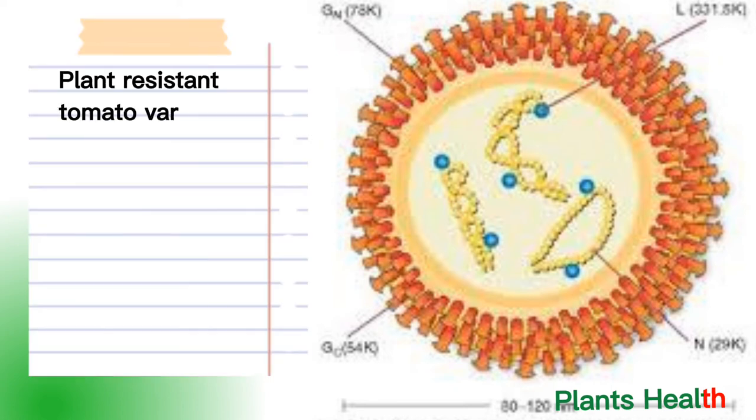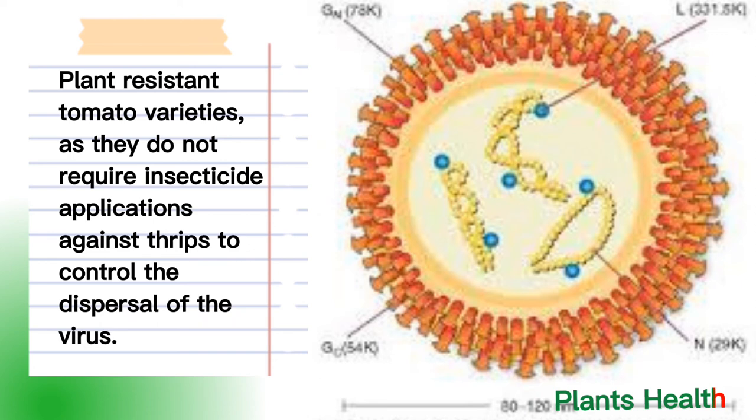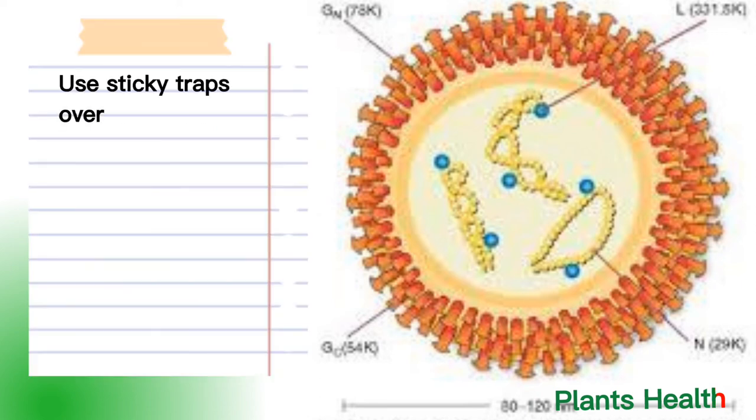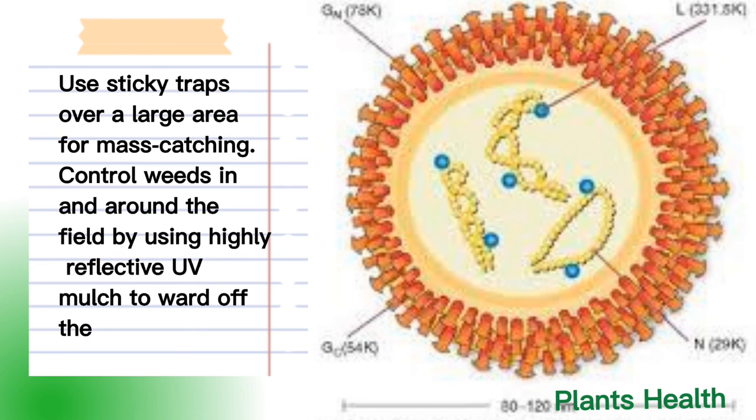Plant resistant tomato varieties, as they do not require insecticide applications against thrips to control the dispersal of the virus. Use sticky traps over a large area for mass catching. Control weeds in and around the field by using highly reflective UV mulch to ward off the thrips.